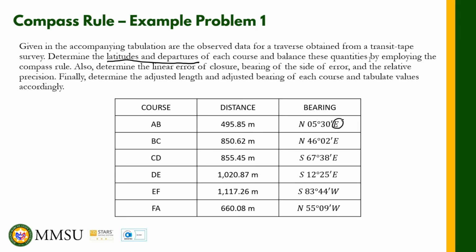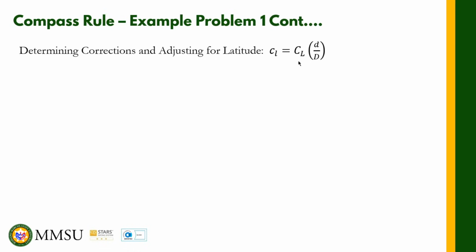I-balance muna natin, okay? Ibig sabihin, gawin natin na the sum of the north latitude and the south latitude should be 0, and the sum of the west departure and the east departure should be 0. Yan yung tinatawag natin na balance, okay? So, ang gagawin natin is to solve for the corrections for each latitude. To compute for the correction, C sub L is equal to CL over the total D times D. Ito yung formula natin for the compass rule. Tama? So, yan yung gagamitan natin bawat linya.